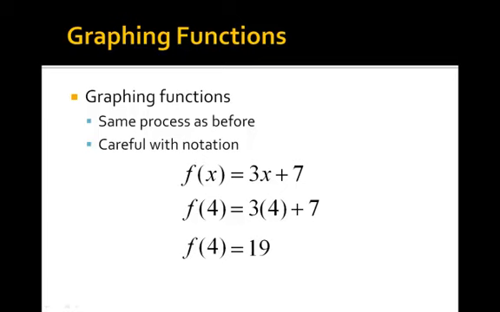What I'll end up with in the end is that f of 4 equals 19. And the way you want to read this is that 4 is essentially your input, that was the x value we used, and 19 is our output, that will be our y value.